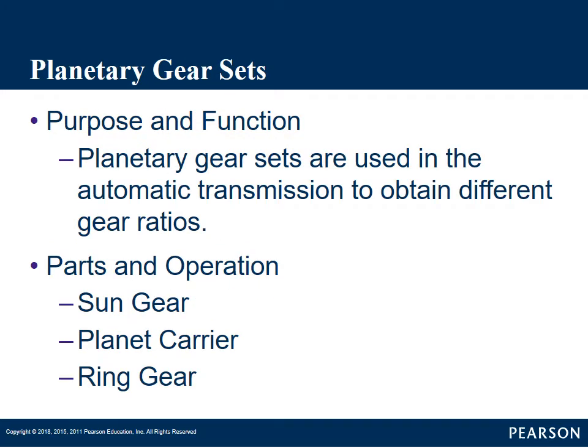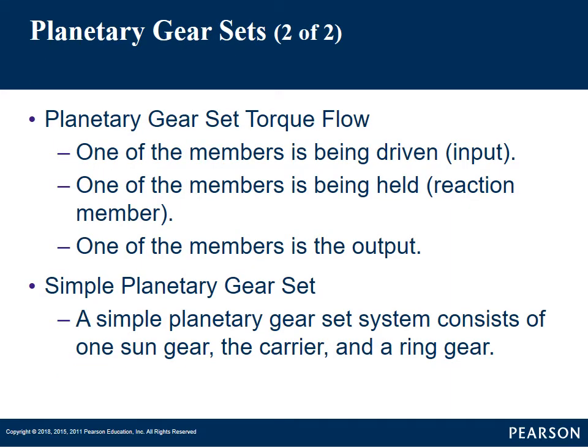The main purpose and function: we're using planetary gear sets to obtain different gear ratios. The three main parts to a planetary gear set are, first, the sun gear. That's our center gear. Obviously, you can see why they call it the sun gear, just like our sun is the center of our solar system with planets going around it. The sun gear is the center of our planetary gear sets. Then we have our planet carrier, and in the planet carrier we have pinion gears. Sometimes it's even called the pinion carrier. And then the outside gear is the ring gear. I'll have a picture of those gear sets in a slide or two.